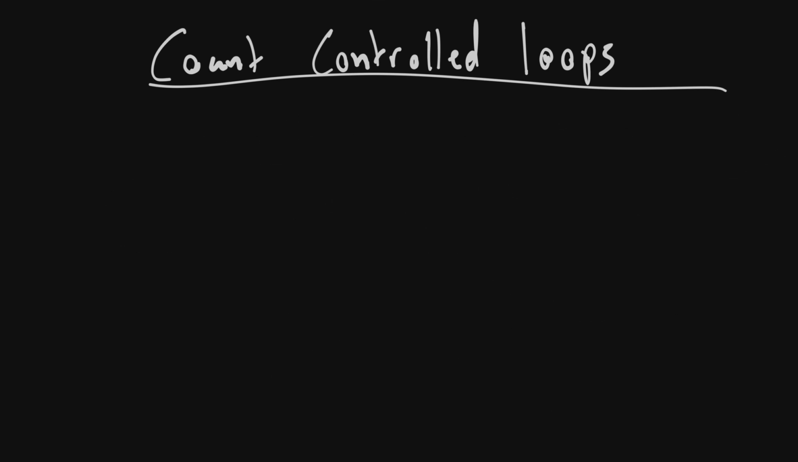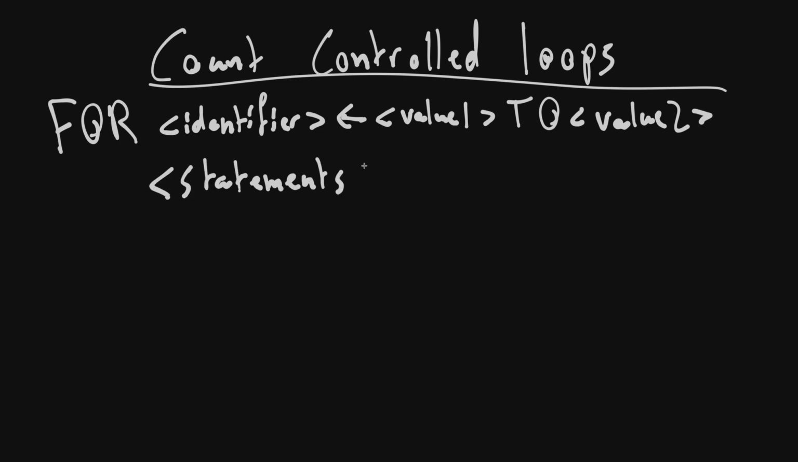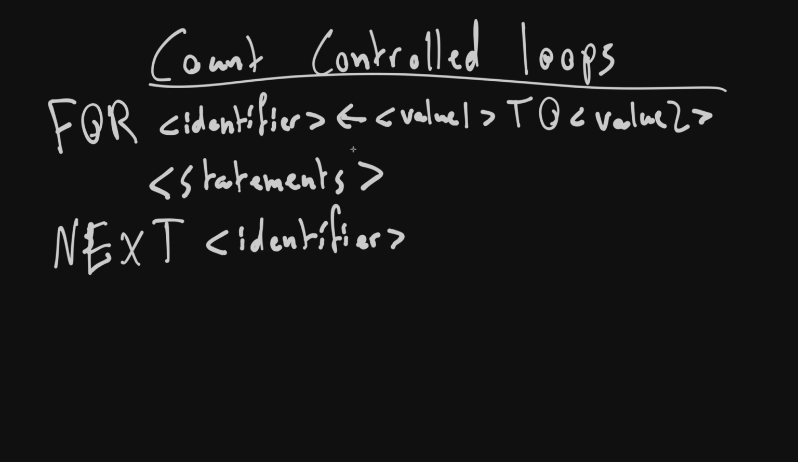In terms of the syntax for the for loop, it's the following. For identifier, which is the name of the variable that we're going to use as a counter. Then we have an arrow pointing to the identifier, followed by the first value to the second value, which means we're going to start from value 1 and keep incrementing until we reach value 2. For example, if value 1 was 7 and value 2 was 10, we're going to start at 7 and keep incrementing with each loop until we reach 10. So we're going to loop 3 times.